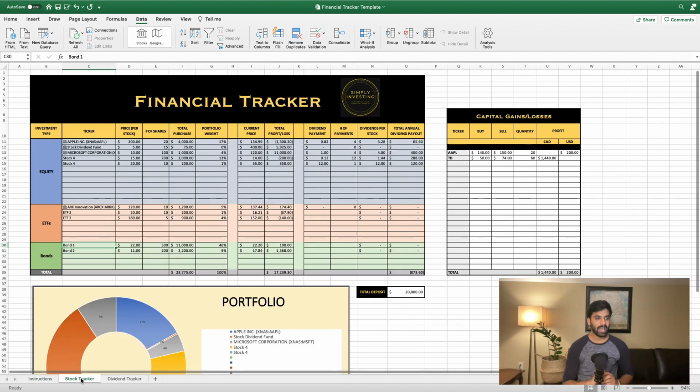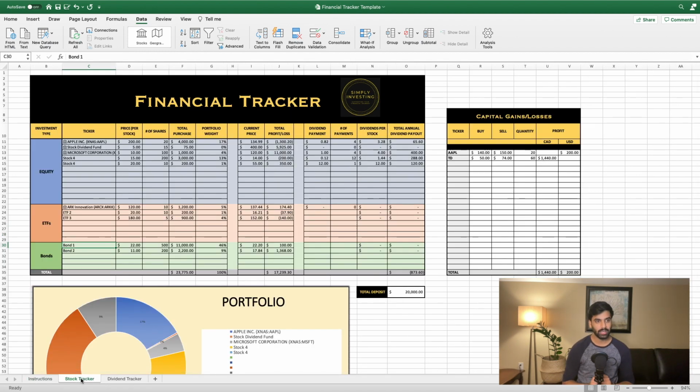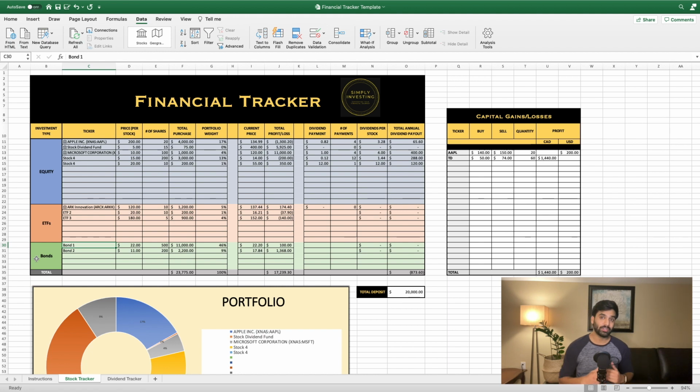The second tab I have is called Stock Tracker, and I plan on having each tab for each account type. Personally, I have one for my RRSP account, one for my TFSA, and one for my individual margin account. So the way my portfolio is divided is based on the investment type. So I have equity, ETFs, bonds, and lately cryptocurrency as well.